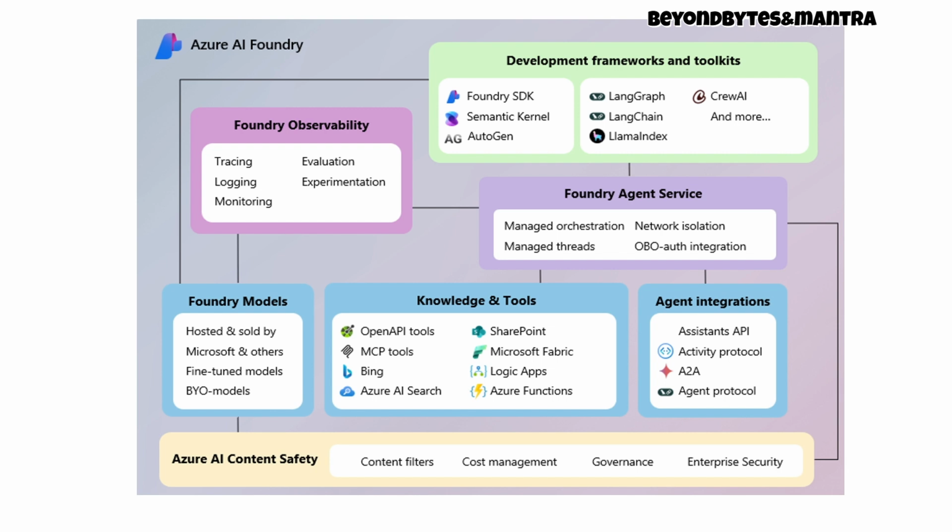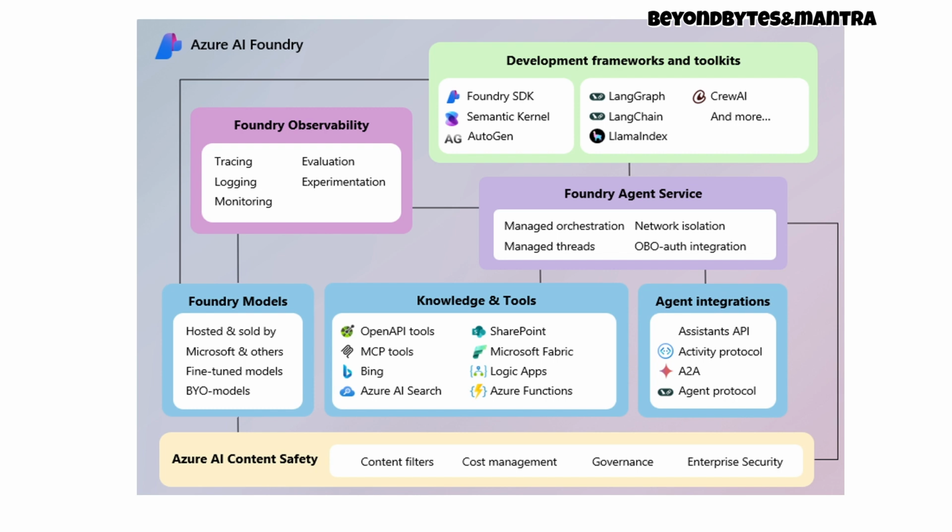Then in terms of agent integrations, we have the Assistants API, activity protocols, MCPs, agent-to-agent protocols, and other protocols. And Azure AI Safety, which is a very important term, allows content filters, where you can filter and customize how the content is being moderated in terms of explicit or harmful content and whatnot. Based on the severity of your use case, you can make it up or down.